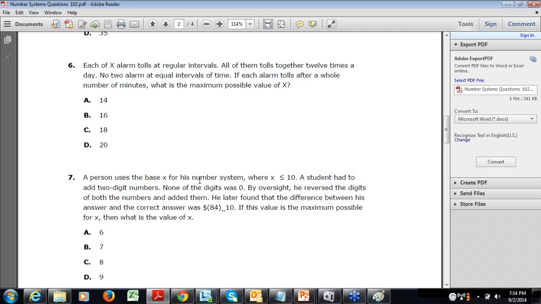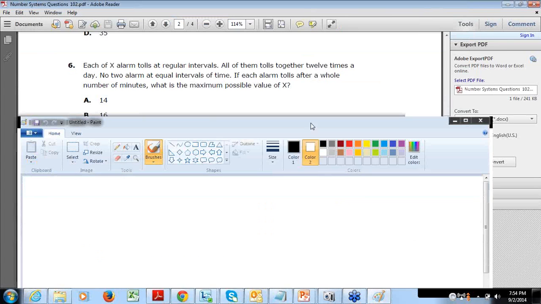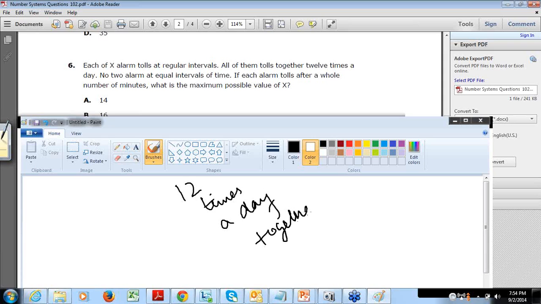So the alarms toll together how many times? 12 times a day. Together they will toll 12 times a day. Now 12 times means therefore they will toll together once every 2 hours.